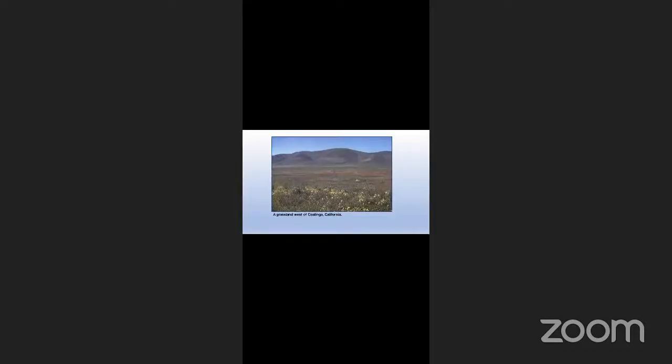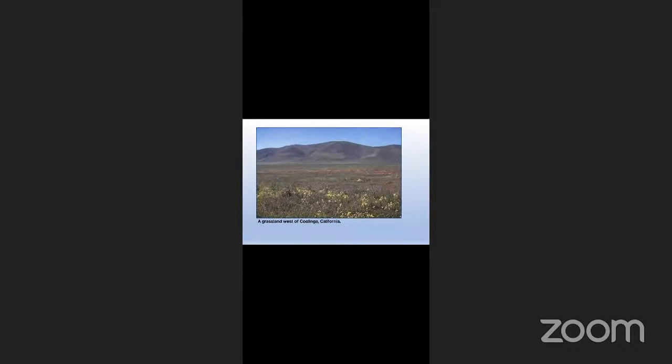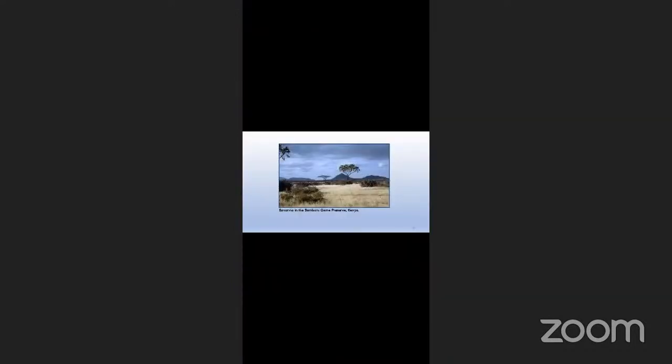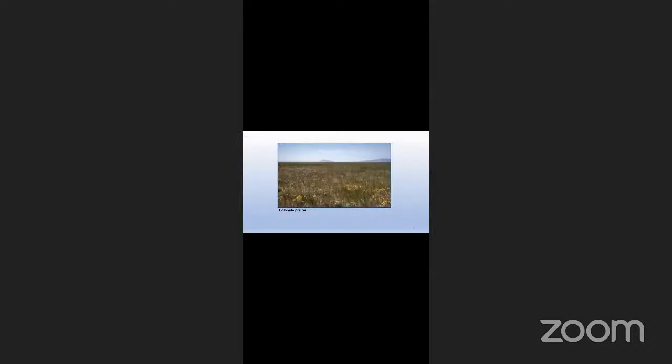So here we can see a grassland west of Coalinga. This is in California. This is savanna, which is present in Kenya. And this is Colorado prairie. So in Colorado, we can see this.